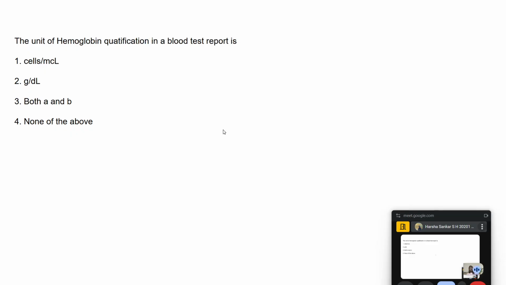The unit of hemoglobin quantification in a blood test report is option 1, cells per mcl, option 2, gram per deciliter or g per dl, option 3, both A and B, option 4, none of the above. So if you are going and checking a hemoglobin test from some clinical labs, then at what degree you can see the unit.